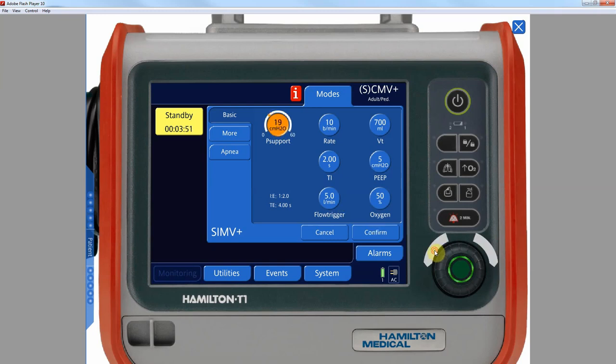Now, what does that pressure support do? If the patient triggers a spontaneous breath, this pressure support can be added to assist the patient in getting the breath in. So even if they're fatigued, they can still breathe spontaneously. They can still retain some work of breathing, but you can assist them by giving an added inspiratory pressure.